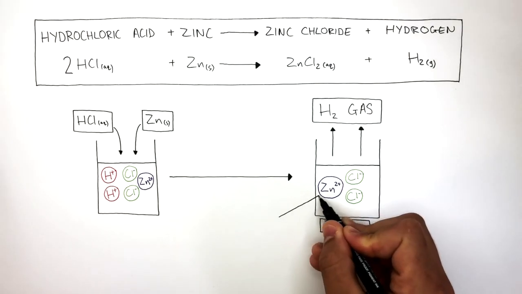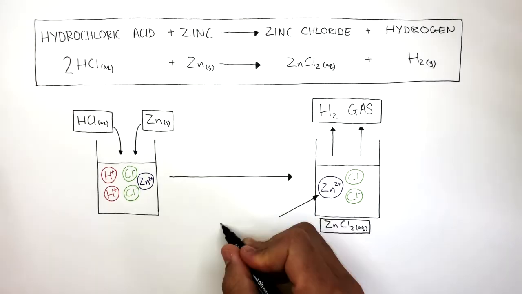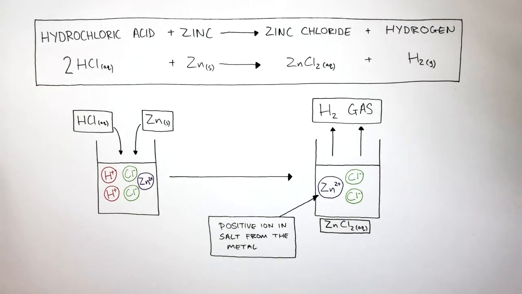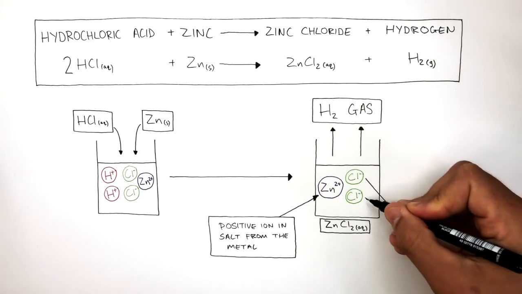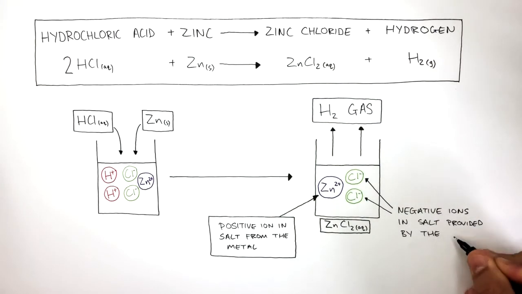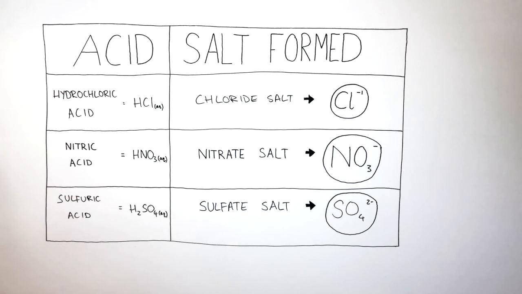A rule you need to know about when it comes to salts is the positive ion in the salt is from the metal, always. And we can see these chloride ions are anions, so negative ions in the salt are provided by the acid. So going back to this table, we can see how the acid is responsible for determining the second part of the name of the salt. So hydrochloric acid forms a chloride salt, nitric acid forms a nitrate salt, and sulfuric acid forms a sulfate salt.